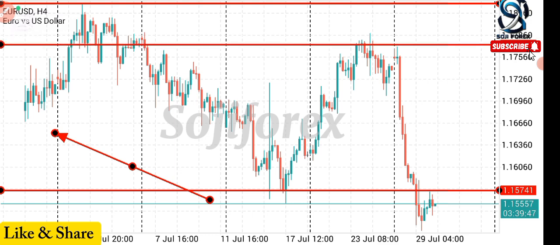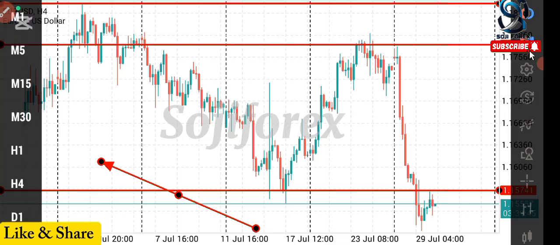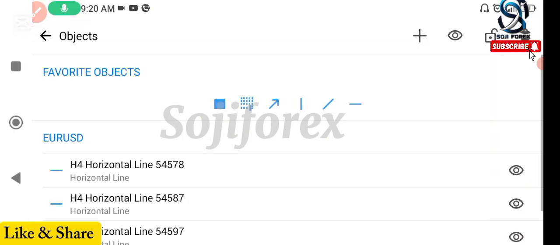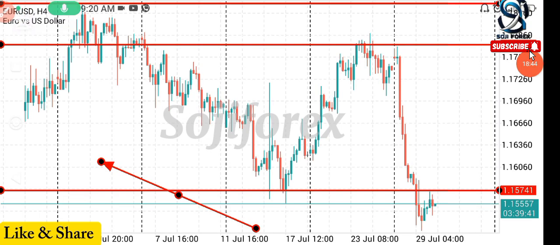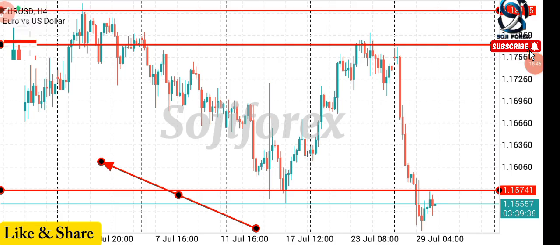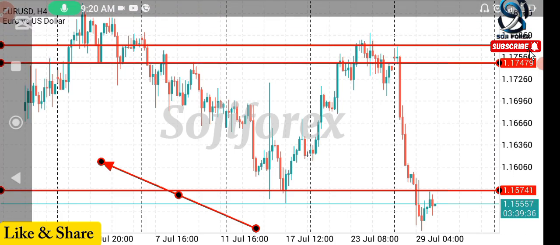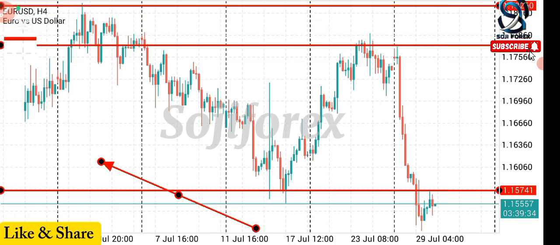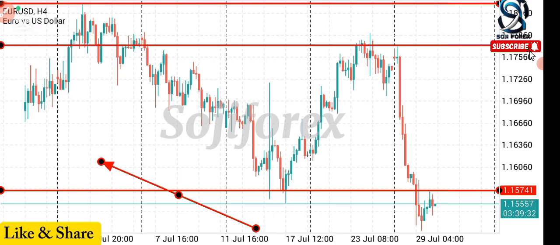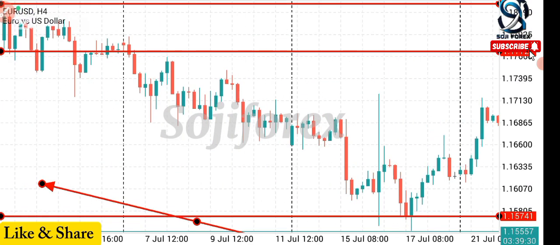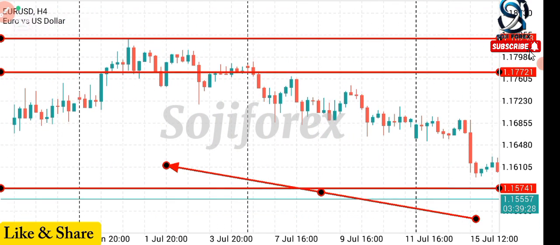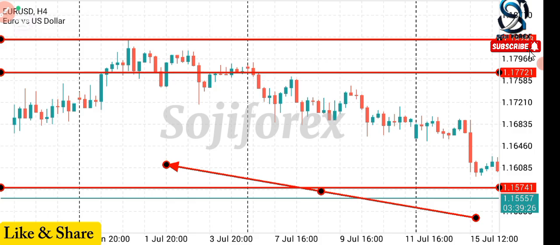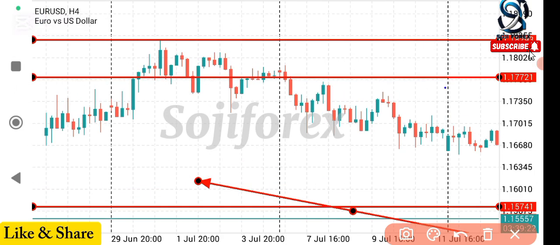So you can see this. Let me mark it out. Okay, now this is it. You see that candle now? So now this is the candle we are referring to. This particular candle. We are referring to this bullish candle.